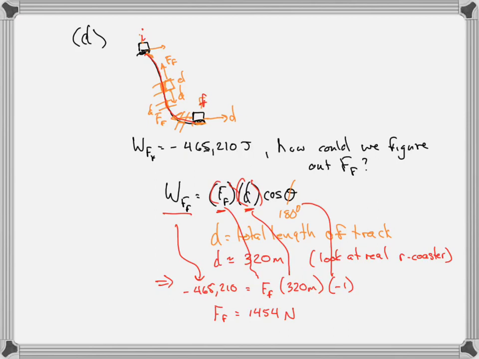Again, is that a lot? Well, remember that the weight, mg, is about 45,000 newtons. So it doesn't seem like a huge number compared to the weight. It doesn't play a huge part. It does slow it down a little. It doesn't slow it down a lot.